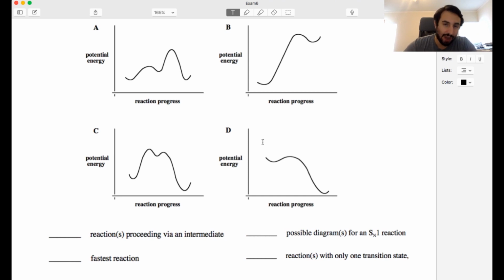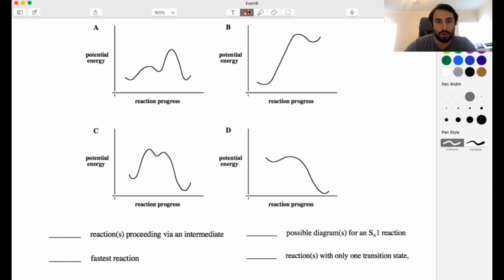So B and D are out. These are clearly one step. But A and C work because these have two steps. We've got one step, and then here's the intermediate there. And then over here, we've got one step, and there's the intermediate there. This little local minimum, that little well right there, represents an intermediate. So A and C work for that.